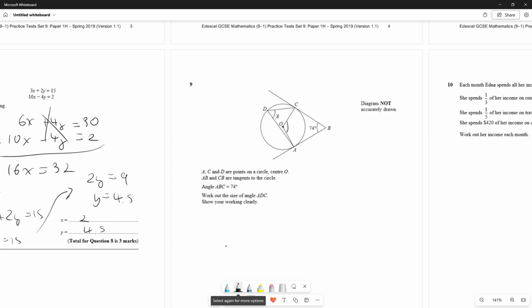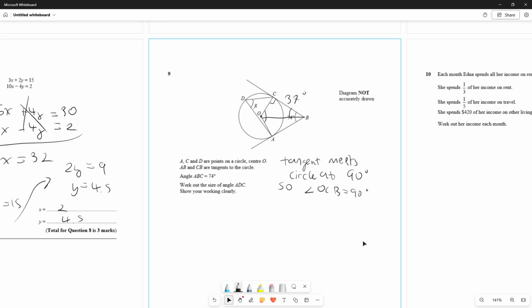So what else can we do? If we draw a line that cuts this shape in half, this angle will now be 37 degrees. And also remember the tangent meets the circle at 90 degrees. Okay, so tangent meets circle. So angle OCB equals 90 degrees.